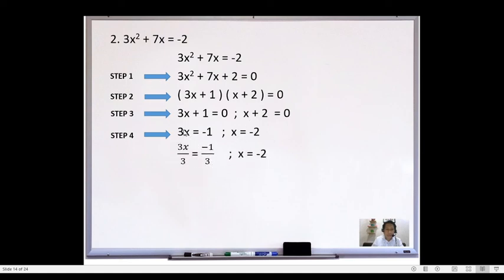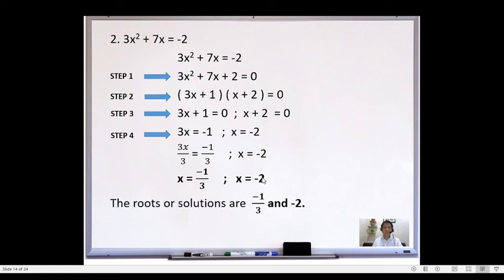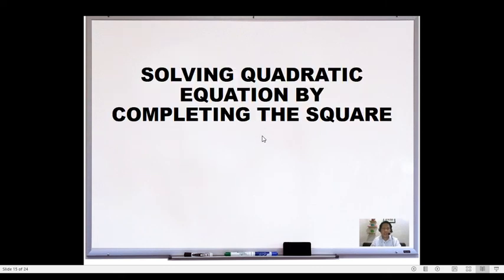So we are going to solve 3x is equal to negative 1. So divide both sides by 3, so we have cancel out. So that will become x is equal to negative 1 over 3. And the other one is also negative 2. Therefore, the roots or solutions of the quadratic equation 3x squared plus 7x is equal to negative 2 are negative 1/3 and negative 2. So that is the method of factoring.